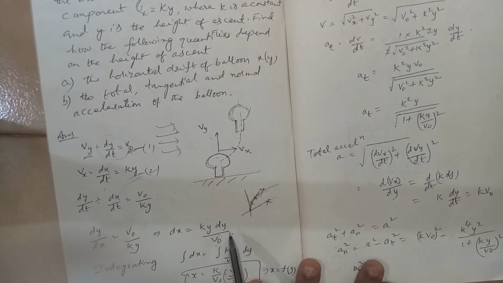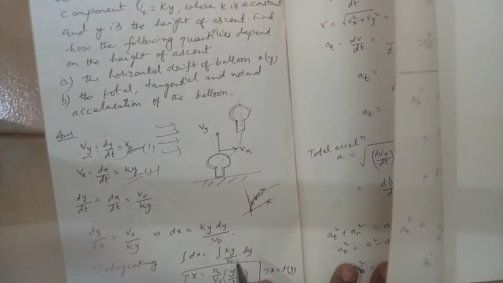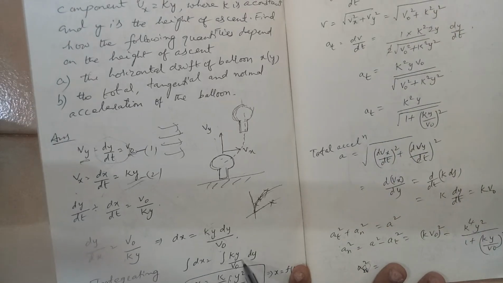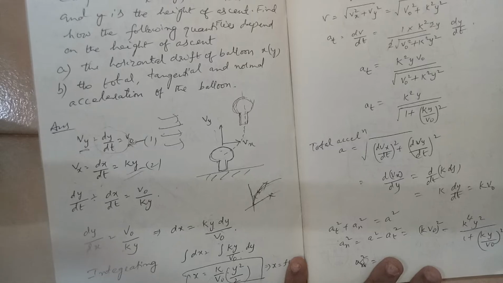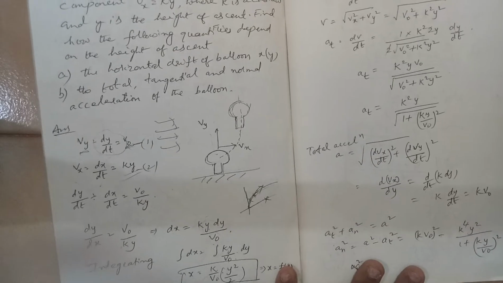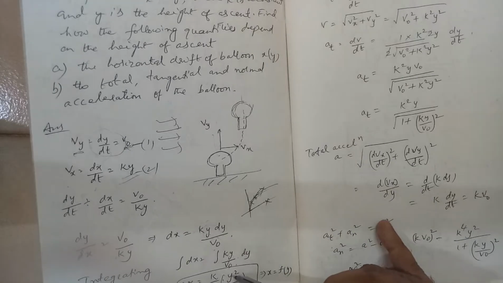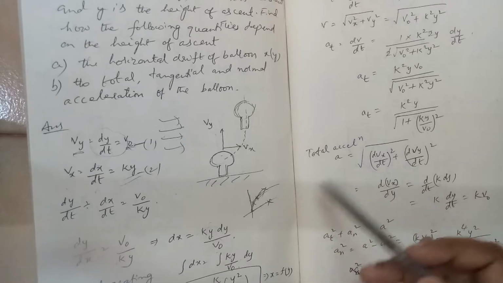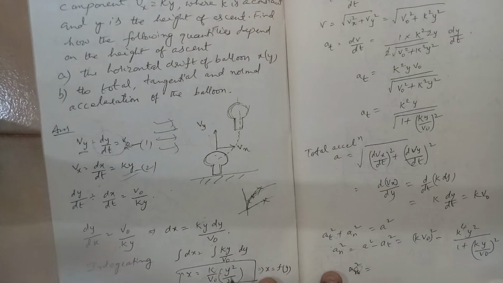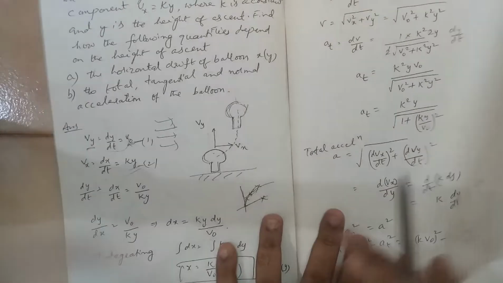On the right hand side, y is the variable. k and v0 are constant. So x is equal to k by v0 times the integral of y dy, which is y square by 2. This is the expression to calculate the horizontal drift. For every y value, if you put it, you can get the corresponding x. You can see that this equation is in the form of a parabola, like y square is equal to 4x.